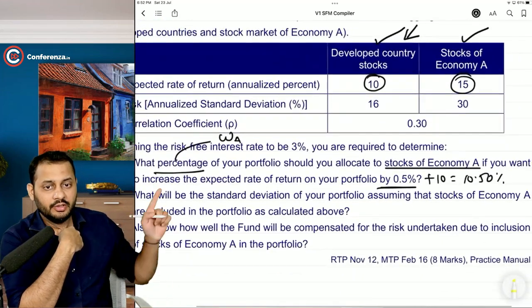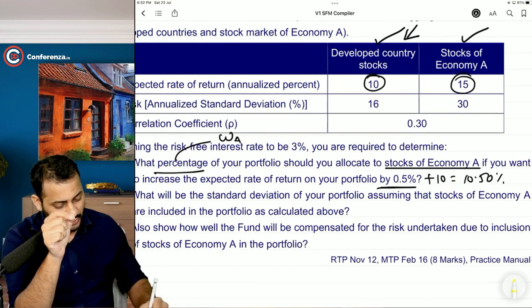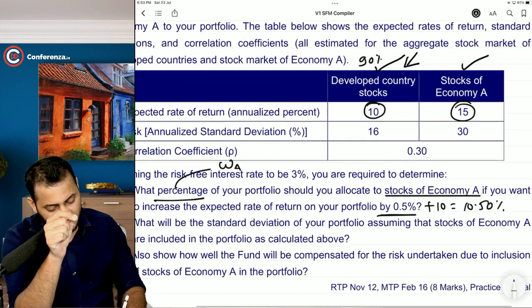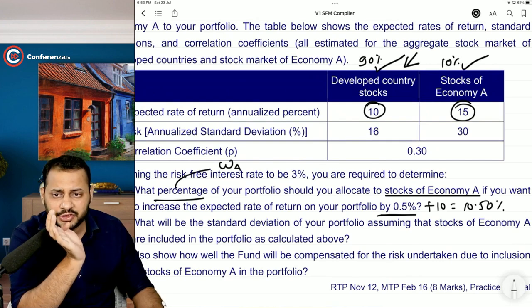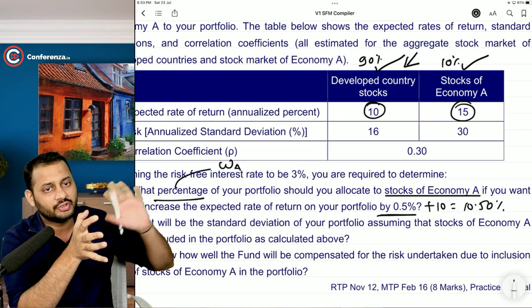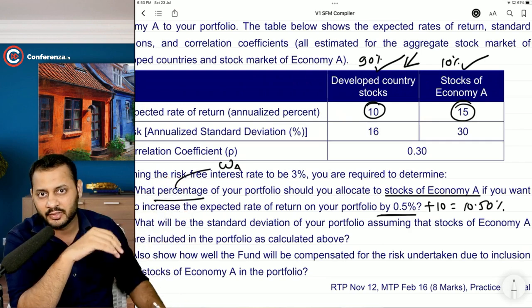In order to reach the goal of 10.5%, you have to invest 90% in these stocks and 10% in these stocks. So basically you have to shift 10% of the funds from the developed country stocks to the stocks of economy A, and automatically the portfolio return will become 10.5%.